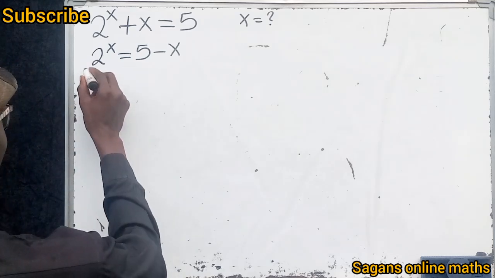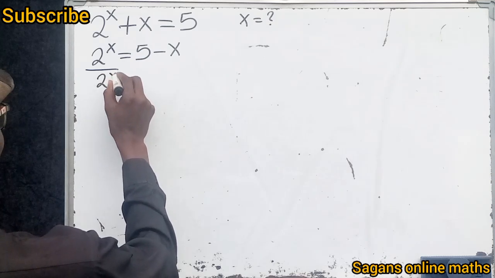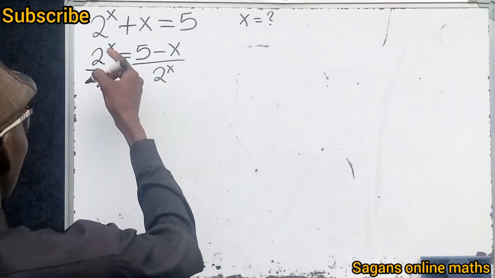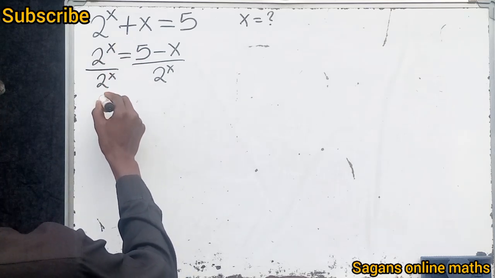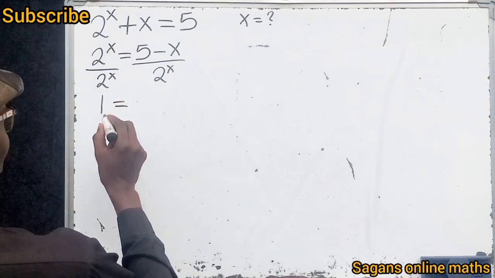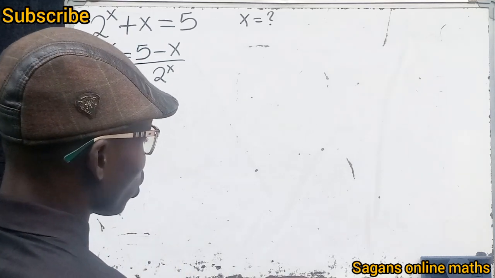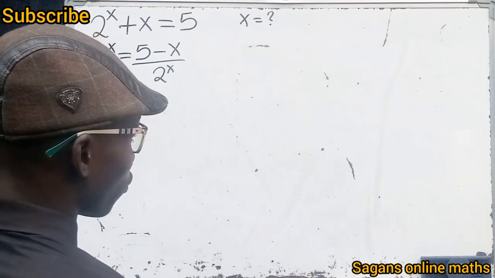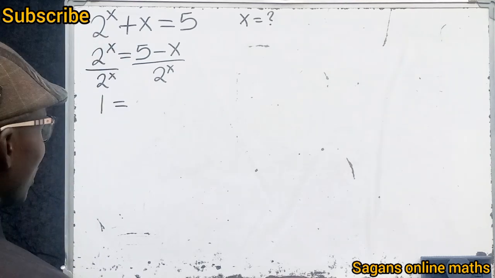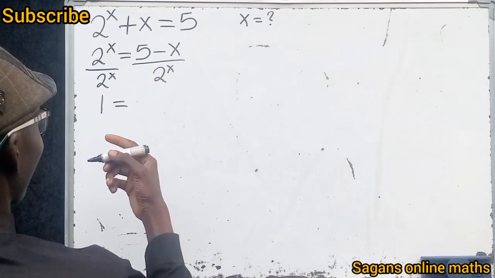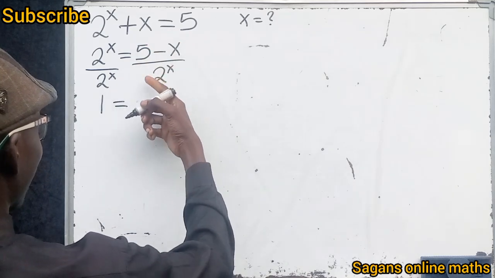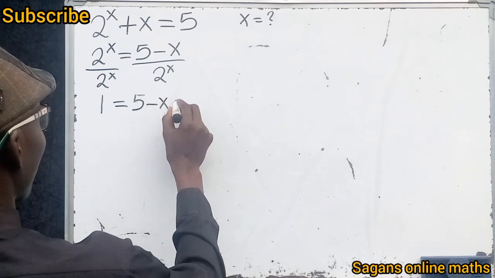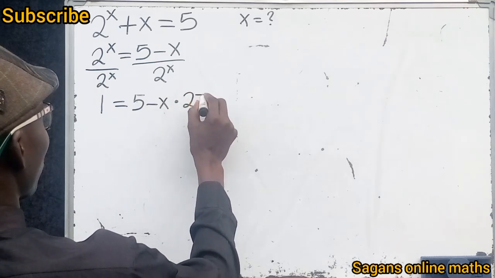So if we divide here by 2 raised to the power of x, and also divide all of this by 2 raised to the power of x, now 2 raised to the power of x divided by 2 raised to the power of x will give us 1. Now look at one of the interesting things we are going to do. That's why when you are working with the law of indices, it's very simple and helpful when solving problems like this. So you can also write this as 5 minus x multiplied by 2 raised to the power of minus x.